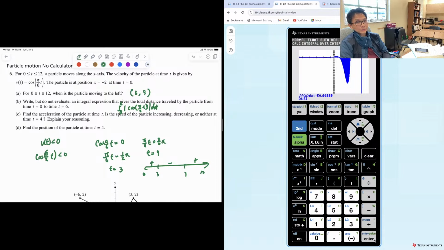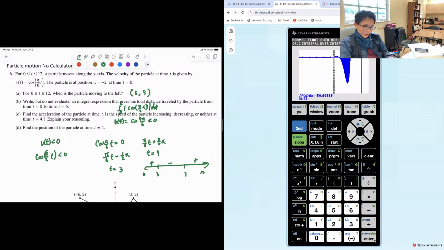Yeah. C. Okay, let's look at C. C is speed. So speed is compared to v of 4. What is v of 4? Cosine of 4 pi over 6. What's cosine of 4 pi over 6? It's negative or positive. So it's less than 0, right?